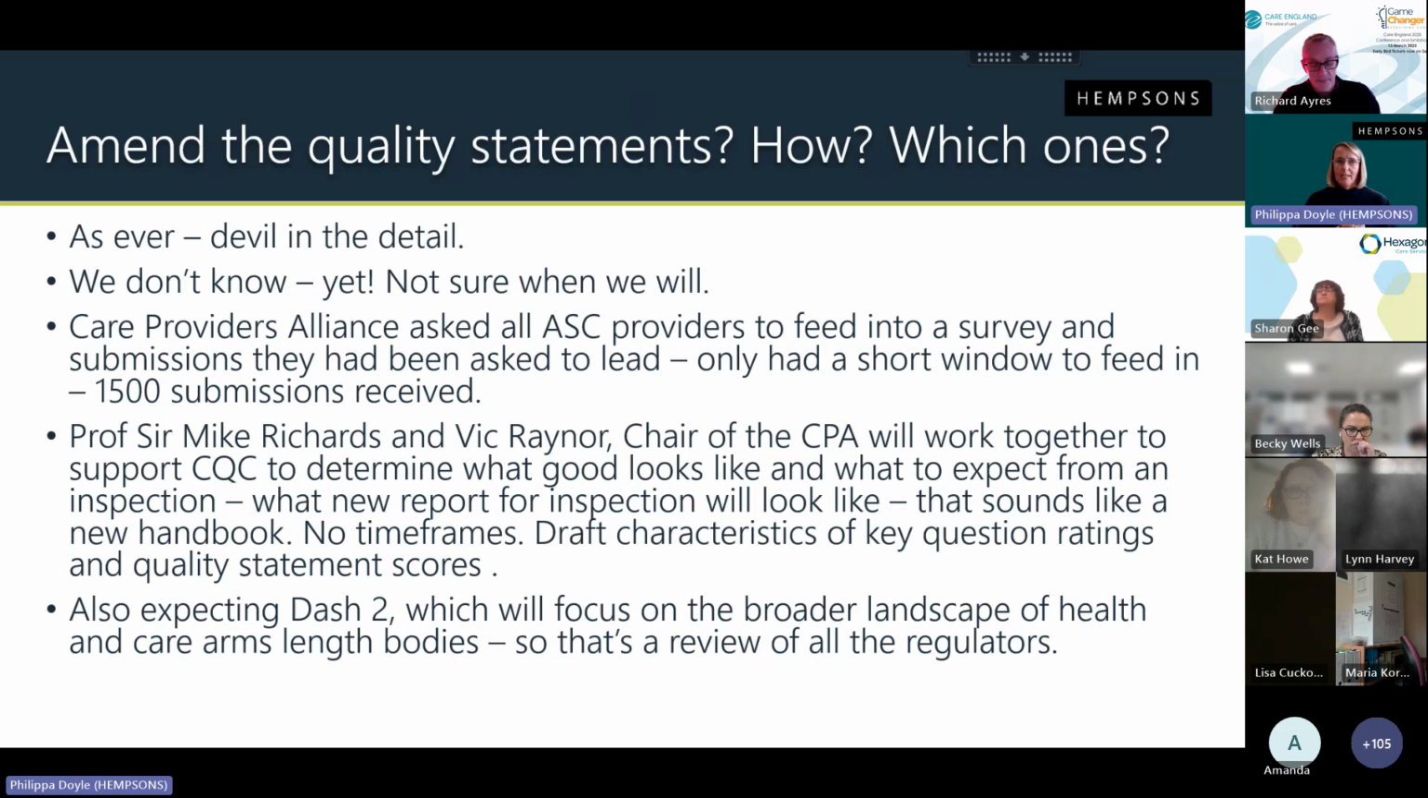We're also expecting Dash 2, so a second report from Dr. Penny Dash, but that's going to be looking at a focus on the much broader landscape of health and care, arm's length bodies, so government bodies, but they're slightly detached from government. So that's really going to be a review of all of the different regulators. And do we look at having kind of a super regulator that regulates the regulators? Do we look at getting rid of all the regulators? What is it that we need to do to make them more effective?